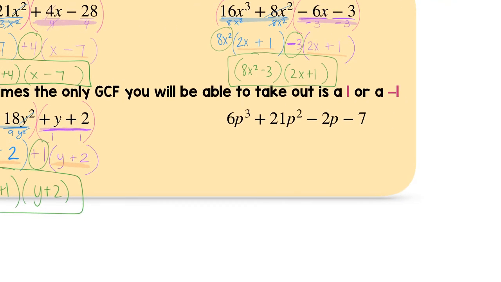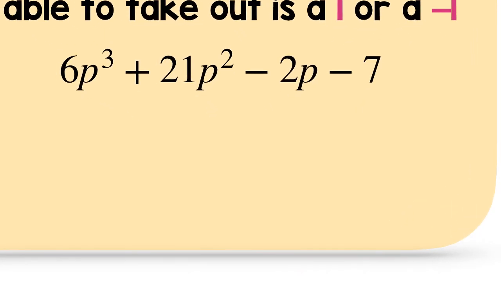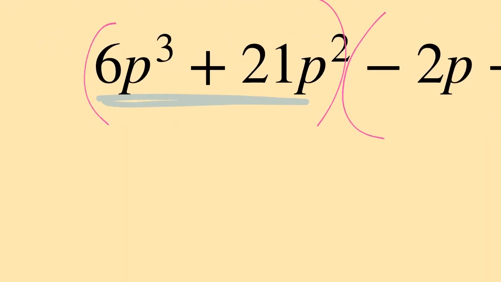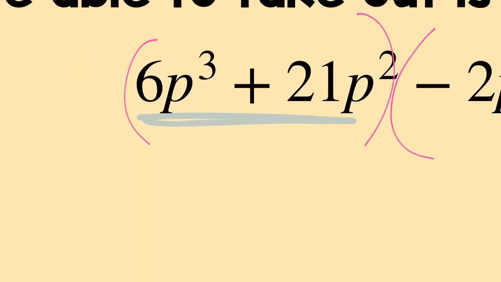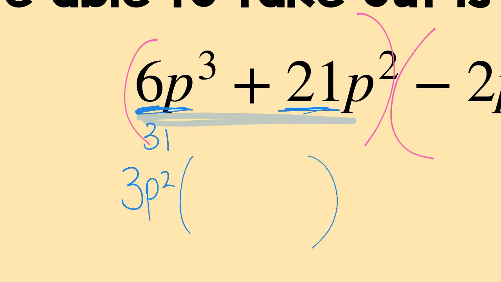All right, and the last example is very similar. So let's go ahead and group these together. And then let's find the GCF. Okay, in the first one, let's see. What goes into 6 and 21? Well, it looks like 3 is going to be the only number that works for that, right? 3 goes into 6, and 3 also goes into 21. And then we can also take out the p squared, 2 of the p's. So then let's write what we would have left.